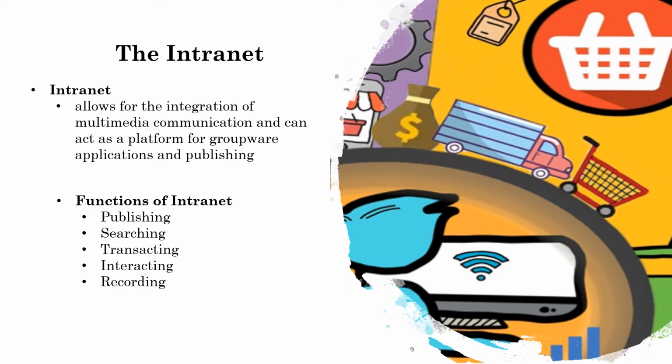We have the publishing, searching, transacting, interacting, and recording. For publishing, we have the home pages, the newsletters, the directories, and for searching, we have the intranet that can integrate the different search functions, such as using the system of categorization. For transacting, it allows the users to make transactions with other web or internet home pages. And then we also have interacting, wherein the collaborative applications and groupware, experts, finders, and directories are engaged.